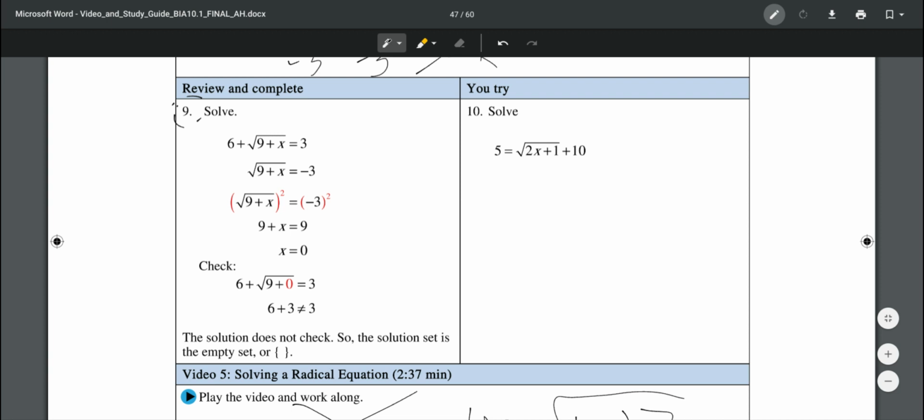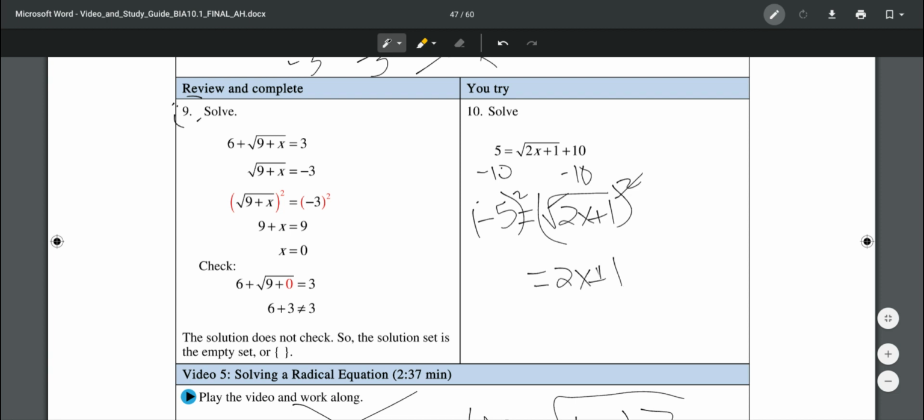So here, isolate your radical. In number 10, we're going to subtract 10 from both sides. That gives me negative 5 equals the square root of 2x plus 1. I'm going to square both sides. Once I get my radical isolated, the square and the root cancel. So on the right, I get 2x plus 1. Negative 5 squared is positive 25. I'm going to subtract 1 from both sides. That gives me 24. So x equals 12.